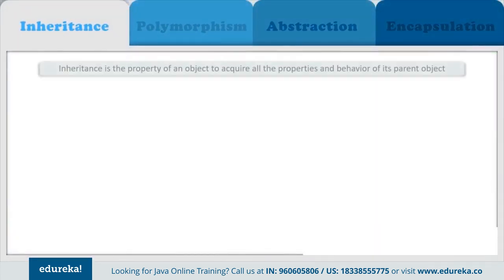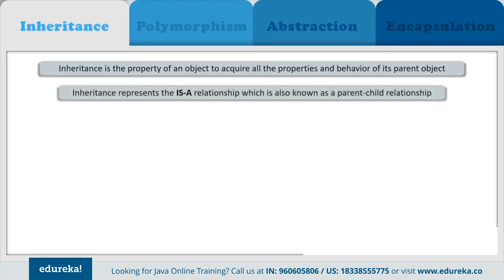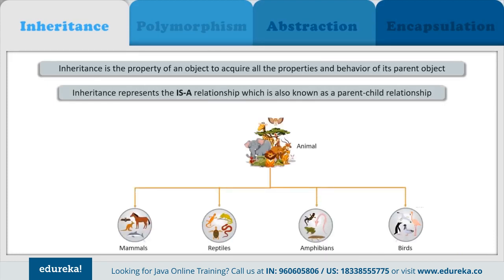To begin with, what is inheritance? Guys, inheritance is where the properties of an object are acquired by another object. We have a relationship called the is-a relationship. So it's a parent-child relationship. Having this relationship, let's say animal is the parent, and mammals, reptiles, amphibians, and birds are the children. So this is a relationship.